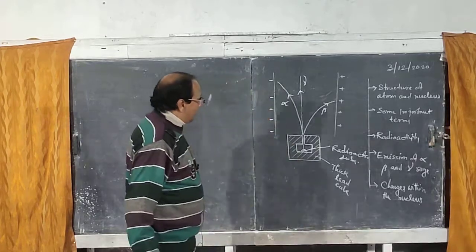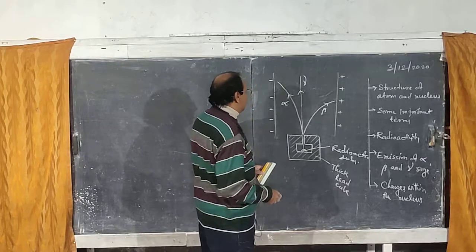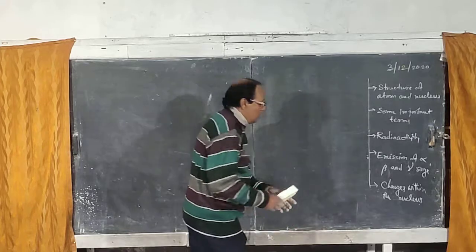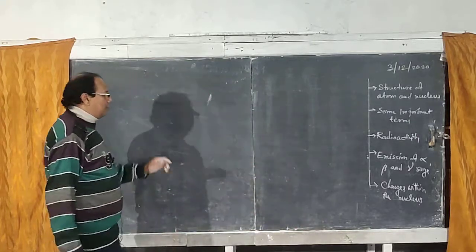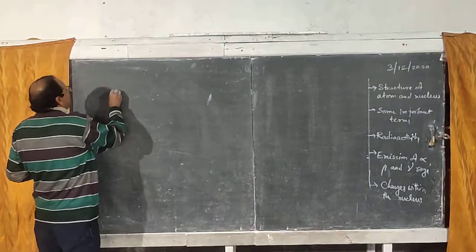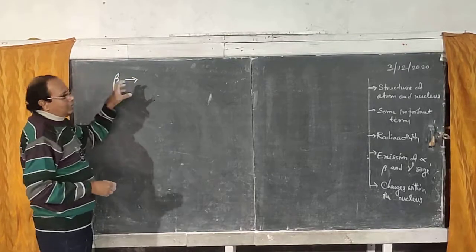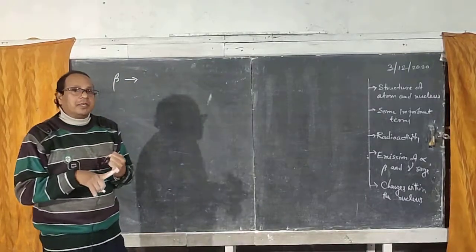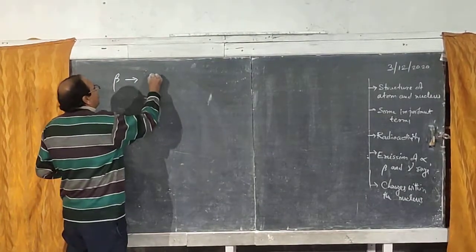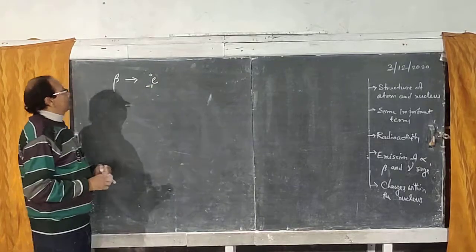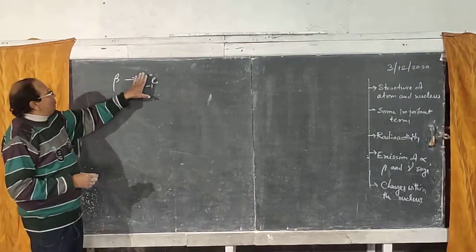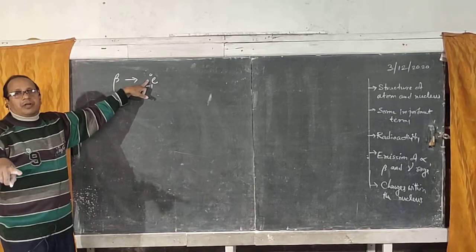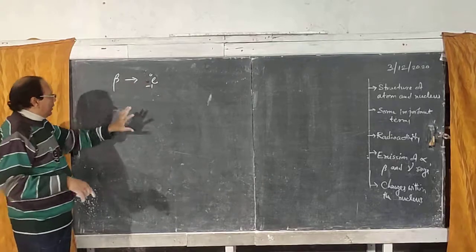Now we will go for the last topic, changes within the nucleus. Before we start the changes within the nucleus, let me talk a little bit about beta. So what is a beta particle? A beta particle is nothing but fast moving electrons. Fast moving electrons. So symbolically we can say it is this. Beta particle is nothing but fast moving electrons which come out from the nucleus. How is it possible? Look at here.